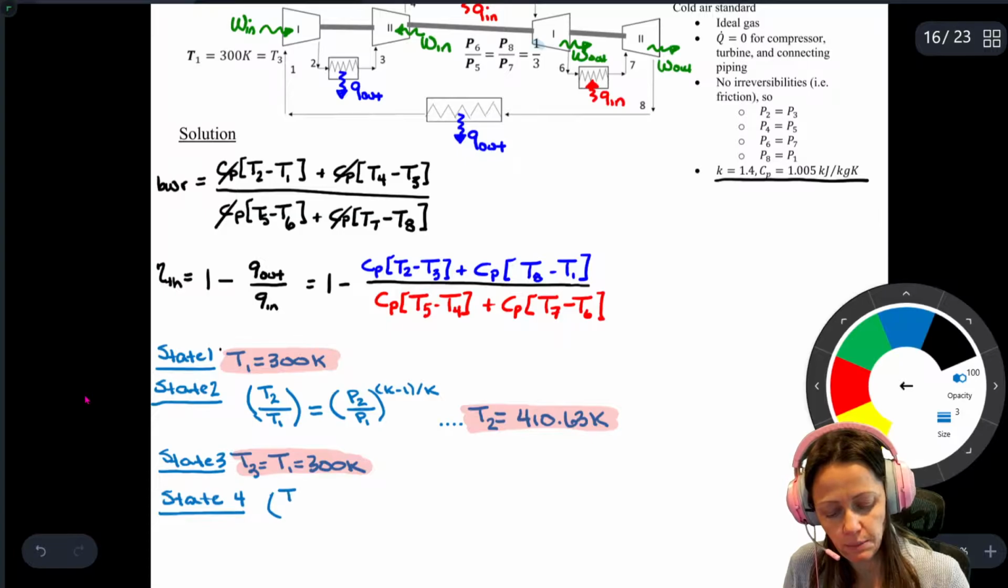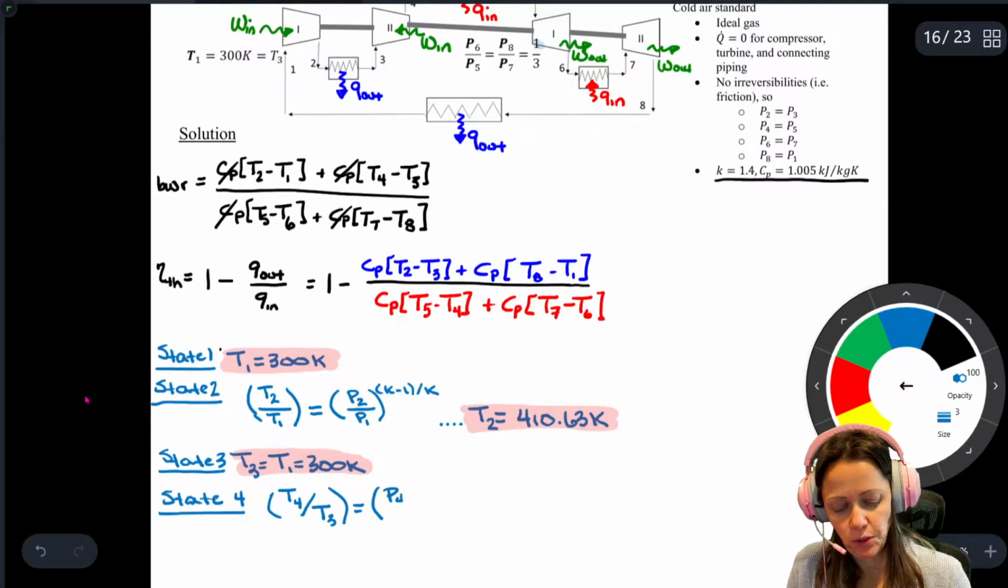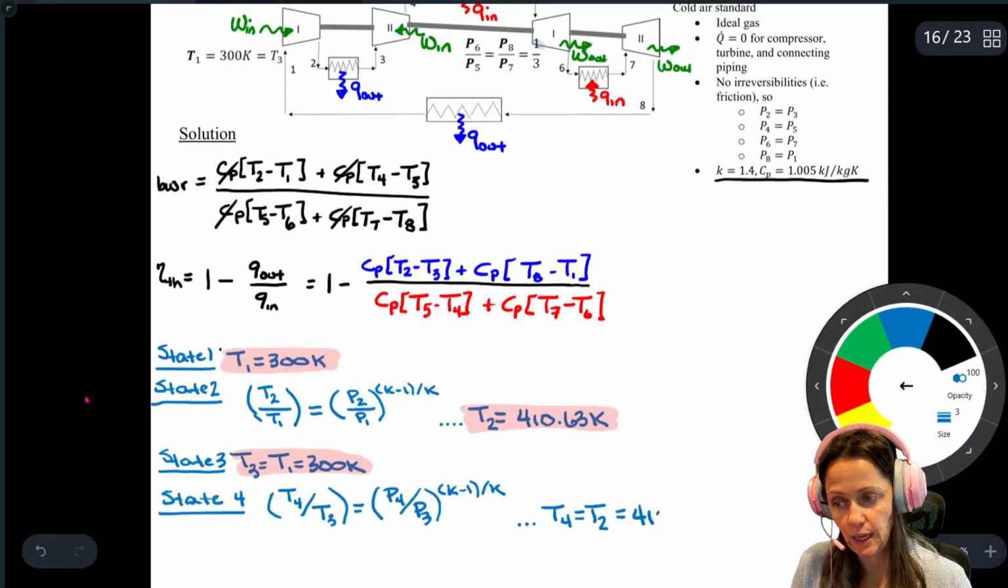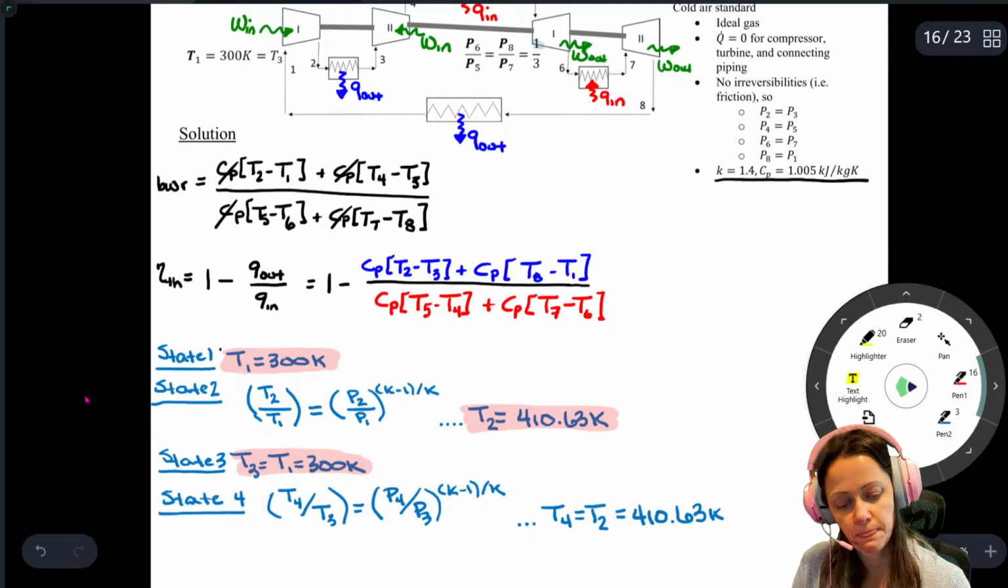But if you wouldn't automatically jump to that conclusion, that's okay. Plug it in and you would arrive at that same conclusion. But it's because, like I said, the operating conditions and the inlet conditions are exactly the same. It's the same as for T2, 410.63 Kelvin. Right, perfect.